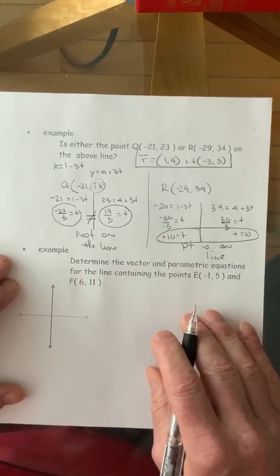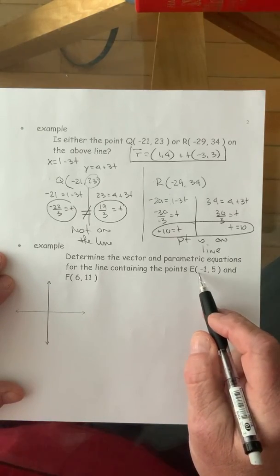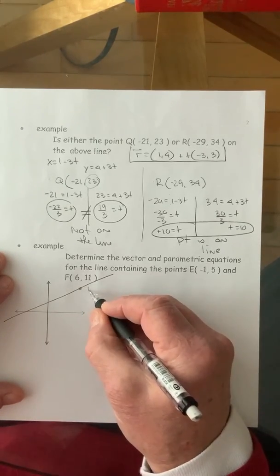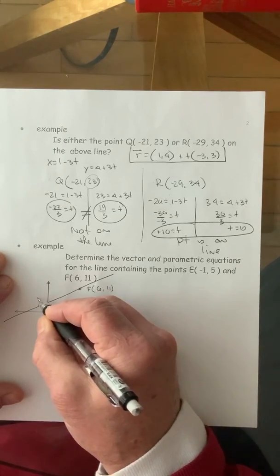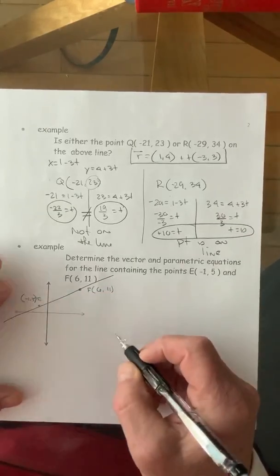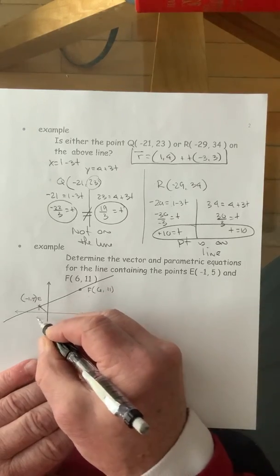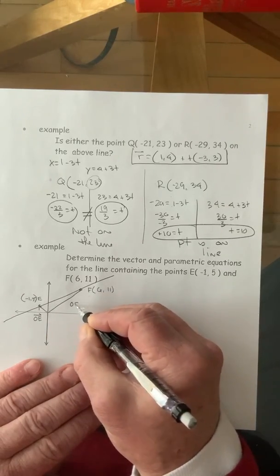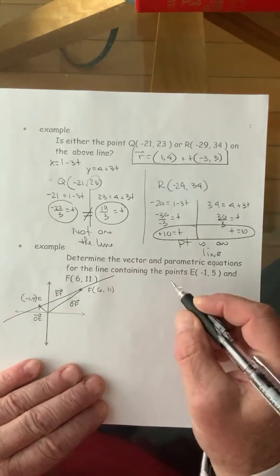One more question in this part. Determine the vector and parametric equations for these 2 points. I'm going to make a diagram. There is F, 6, 11. There is E, negative 1, 5. We have done this before. I'm going to make vector diagrams, position vectors. Vector OE, vector OF, vector EF.